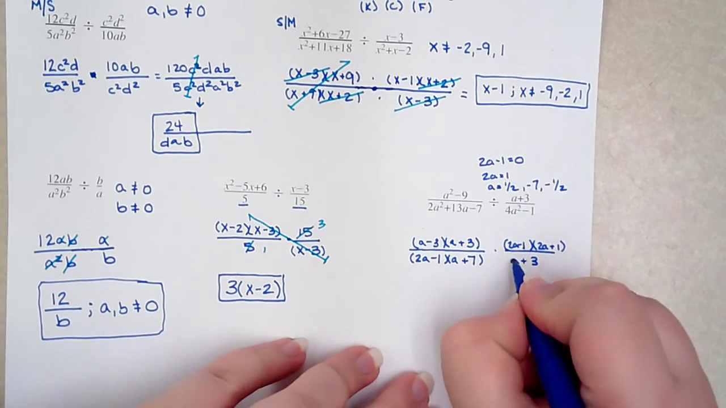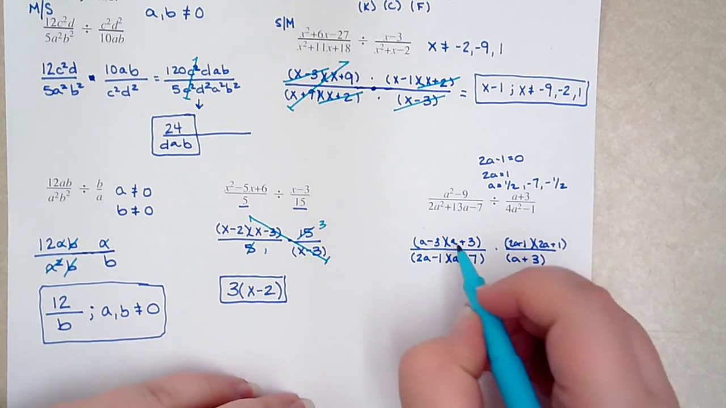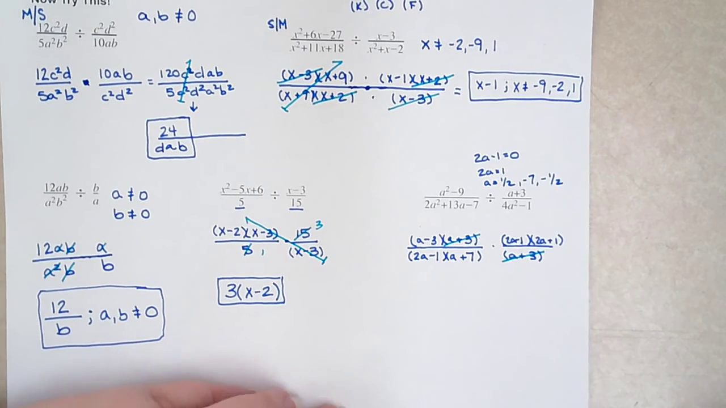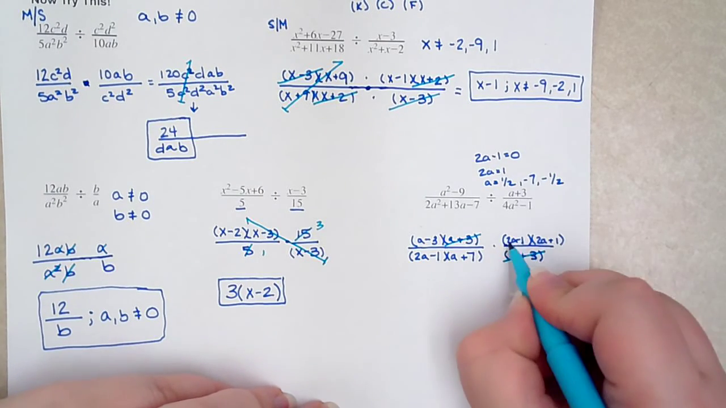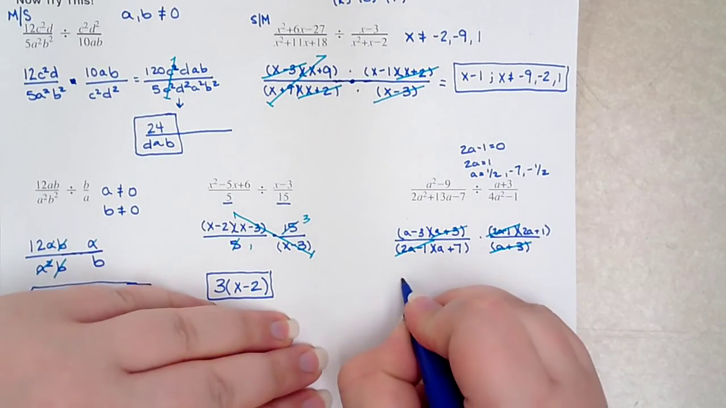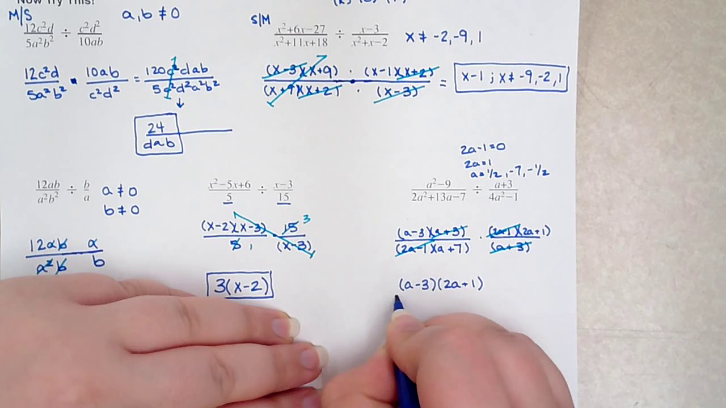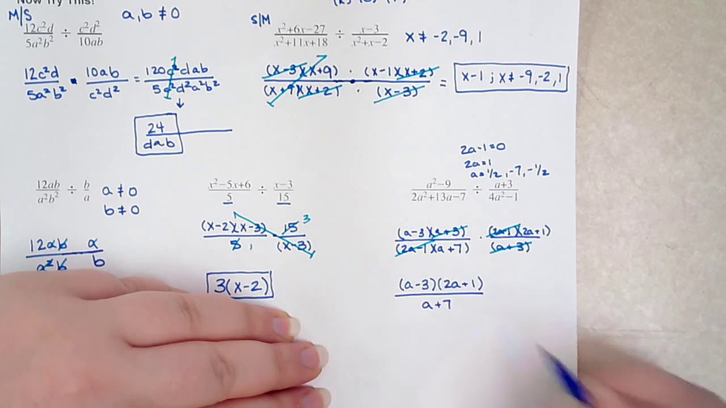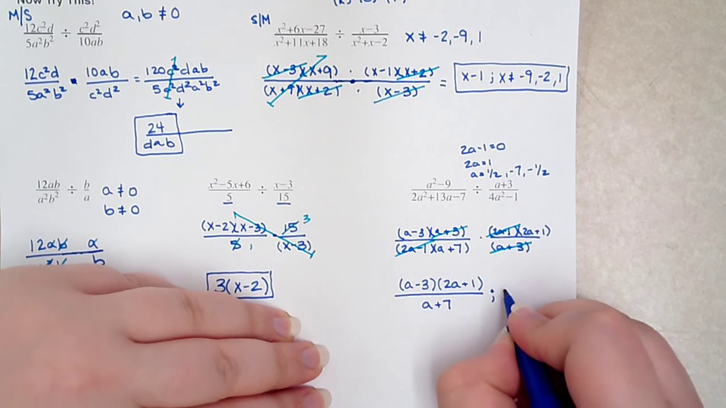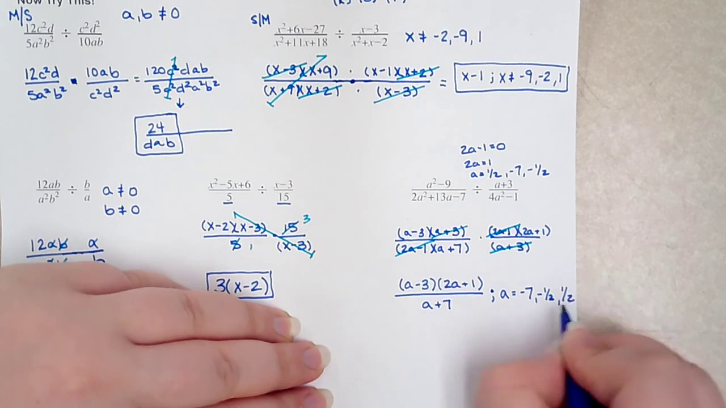All right, now let's simplify. Let's find those hidden ones. So a plus 3 divided by a plus 3, that's a hidden 1. We're going to reduce. 2a minus 1 and 2a minus 1, that's a hidden 1. We're going to reduce. I don't have anything on top and bottom that continues to match, so let's write out the final answer here. A minus 3 times 2a plus 1, all divided by a plus 7, where your excluded values are a equals negative 7, negative 1/2, and positive 1/2.